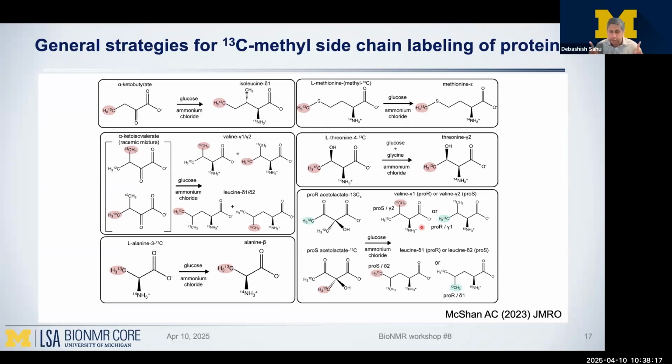So basically, because there are two methyls, you can just label one of them instead of labeling both of them. So that kind of simplifies the problem. Okay, so that is the one that I showed you before. Again, this is very well summarized in this particular review. You can go and read this. This is a fantastic review, but it kind of summarizes what I'm talking about.